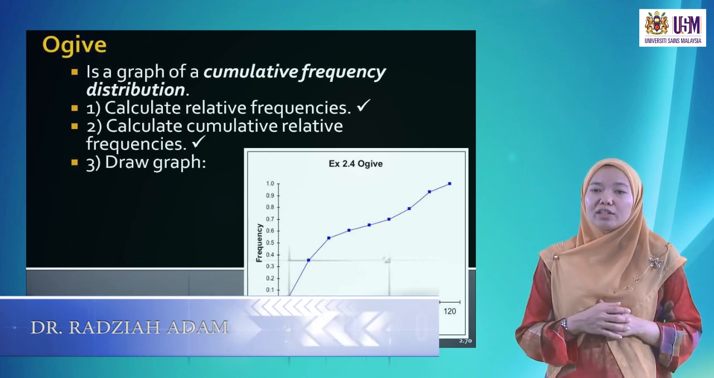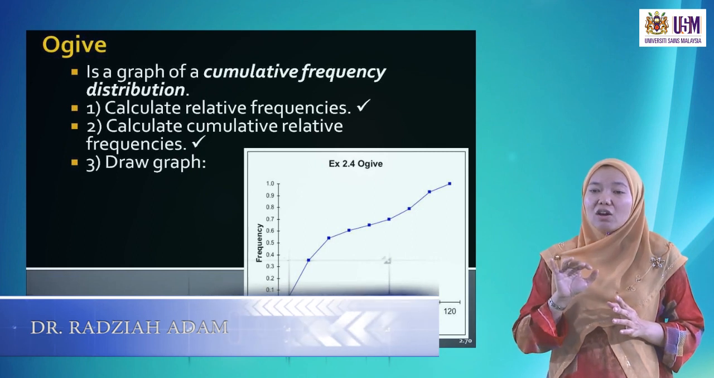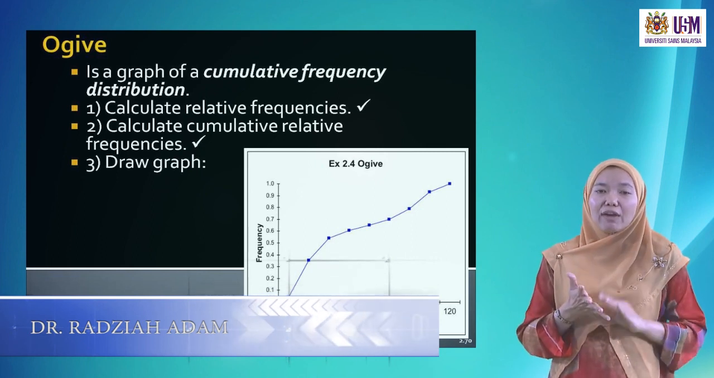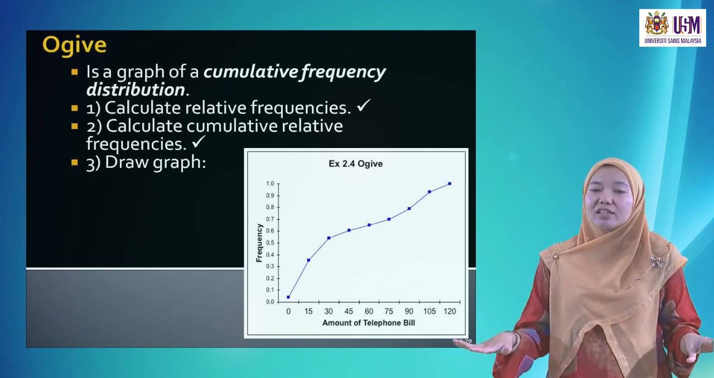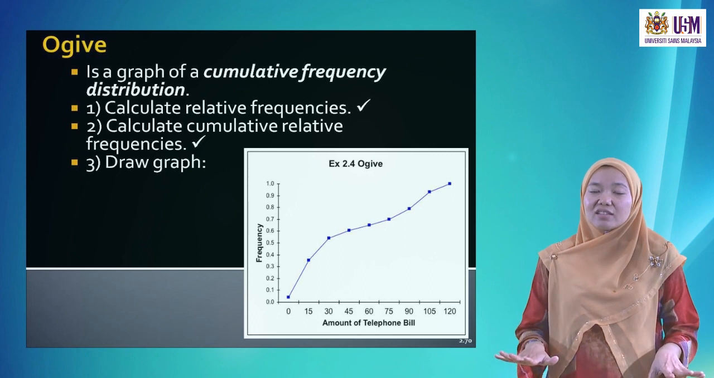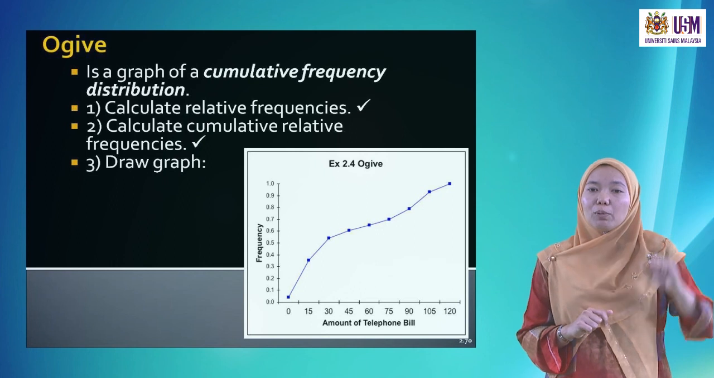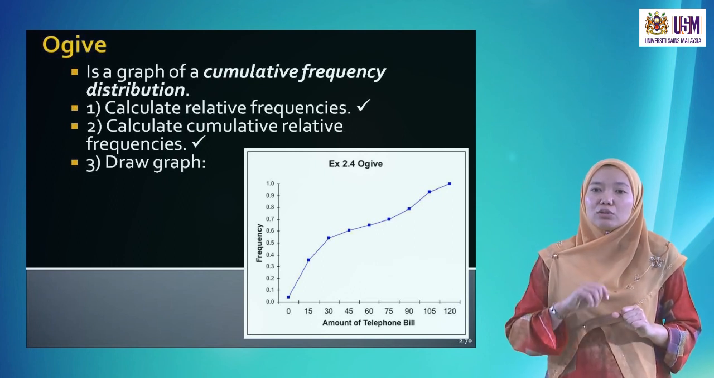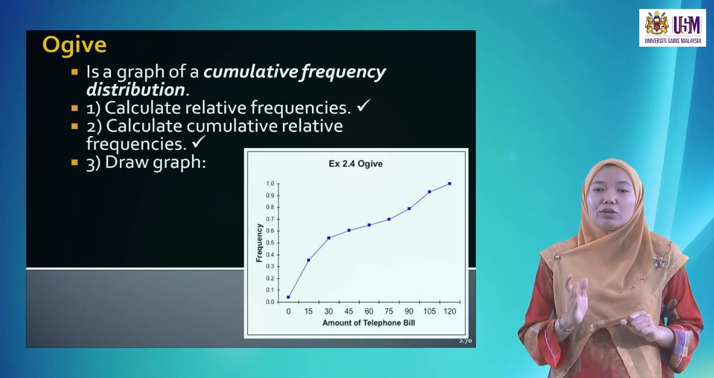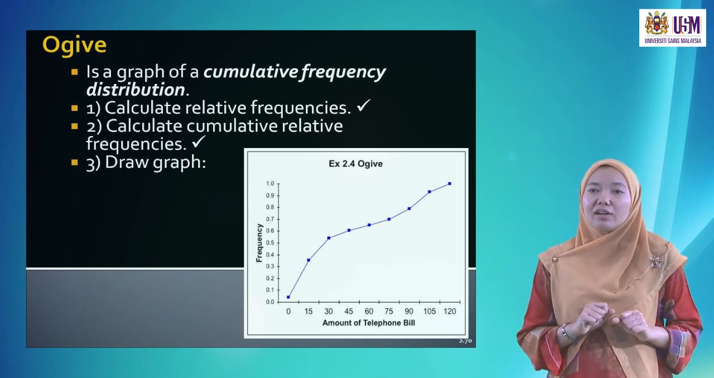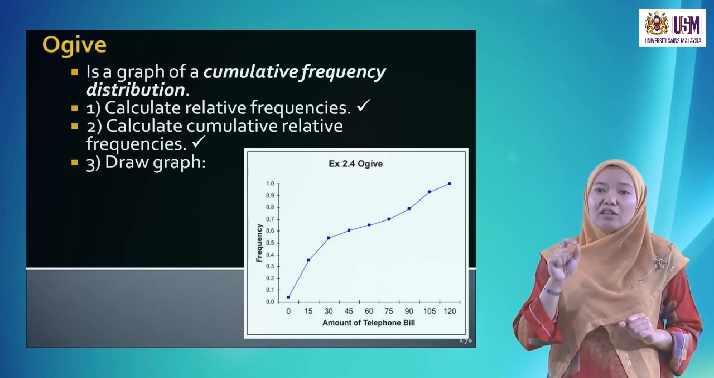So this is how you draw an ogive. Your variable of interest must always lie on the horizontal axis. Our variable of interest in this case is the amount of telephone bills, so put that on the horizontal axis, or the x axis, while the cumulative relative frequency you put on the vertical axis. This is based on the cumulative relative frequency column just now. You take those points, put them on the diagram, and then connect the points. So what you have here is an ogive.